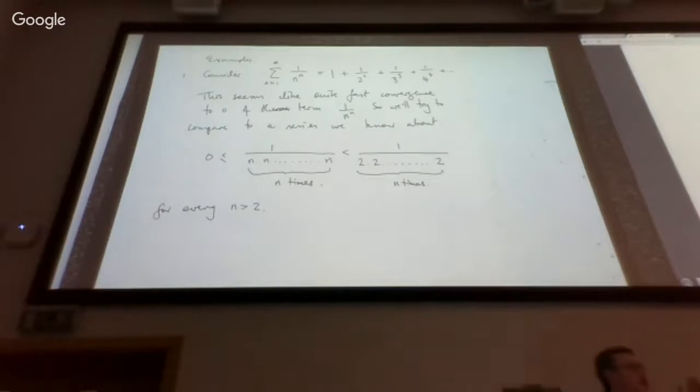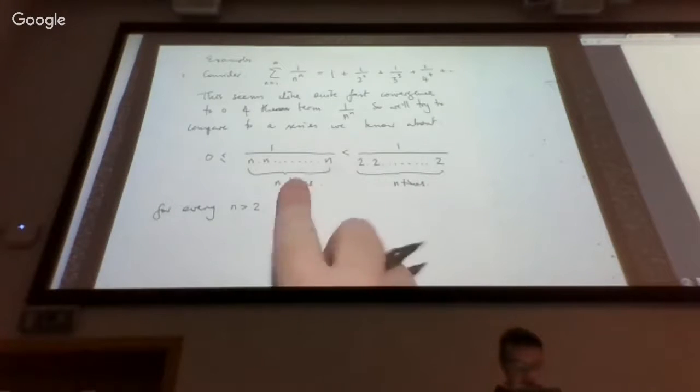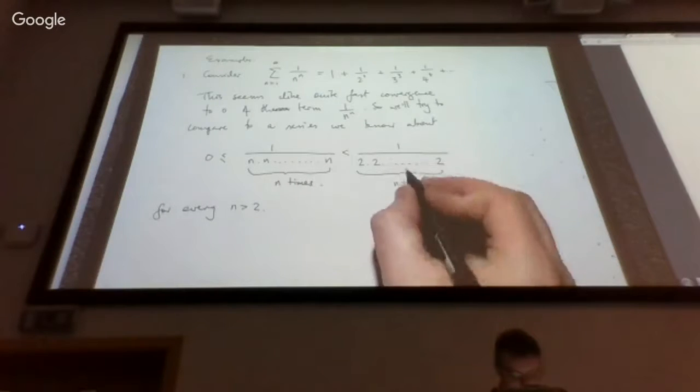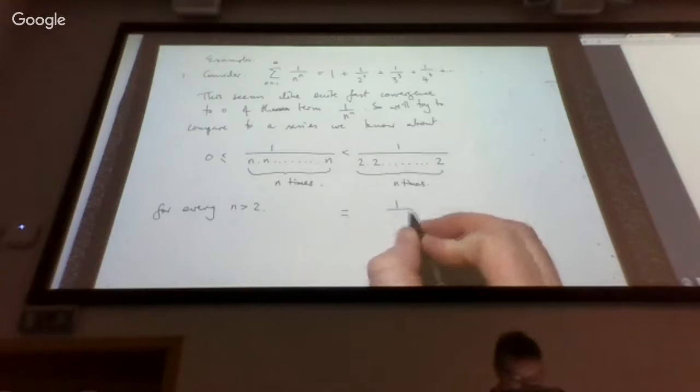Remember, convergence or divergence for a series is determined by what happens in the tail of the series. It's not affected by what happens in any finite initial part of the series. Convergence or divergence is determined by what happens in the infinite tail of the series. So if I forget about the first few terms, this inequality holds. And of course, this is equal to 1 over 2 to the power n.